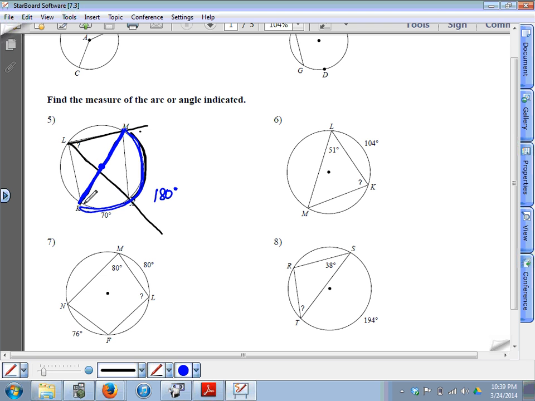If you're looking carefully, we know that this portion right here, from K to, can't even see what that is, we know that this portion is 70. So what does this portion have to be in order to make the half circle of 180 degrees? It has to be 110, because 110 plus 70 is equal to 180, or half a circle. Now that we know the intercepted arc is 110, we cut that in half to find the inscribed angle, which is 55 degrees.